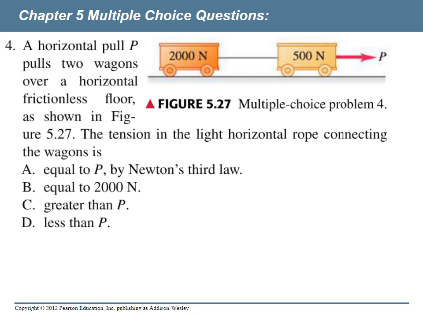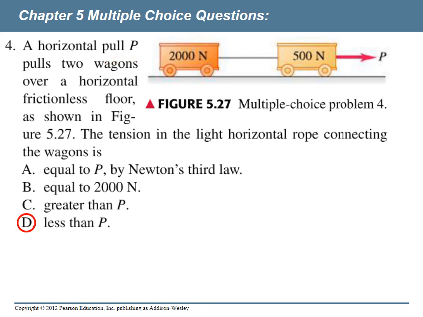So another way you could look at this is you could say, well, there's a P here, and then there's this one. This is pulling back, and this is pulling back at the same magnitude. This is pulling forward, right? And this one is both pulling forward and accelerating. So this one is greater than the tension here. So P has to be greater. So if I'm looking for the tension in the light horizontal rope, then it has to be less than P, because this is only accelerating 2,000 newtons.